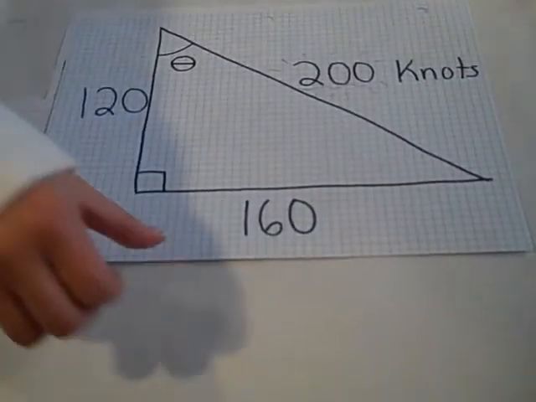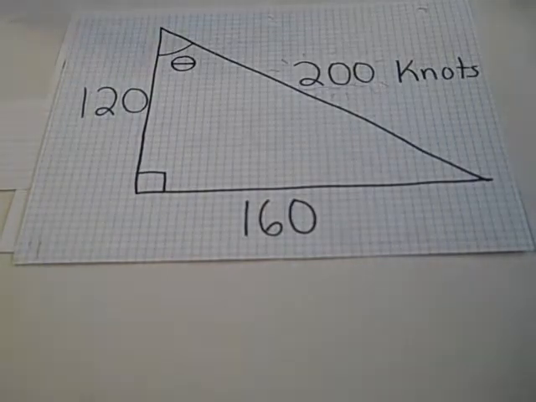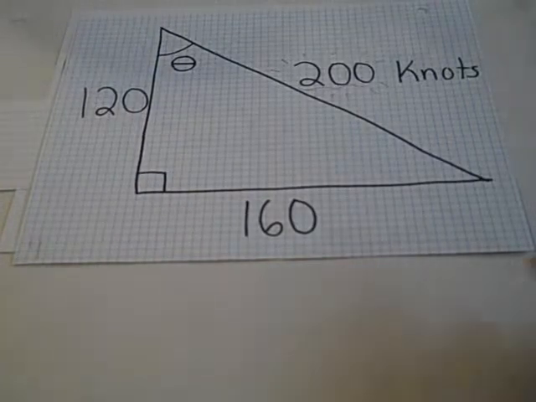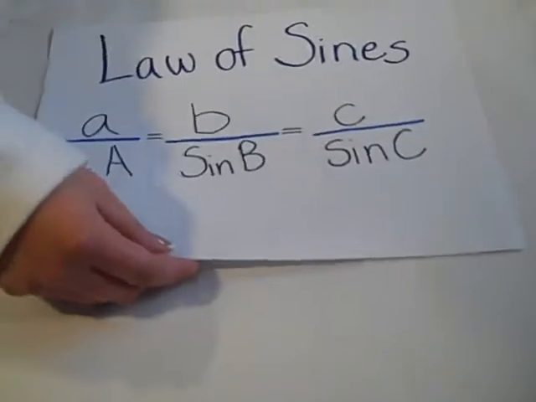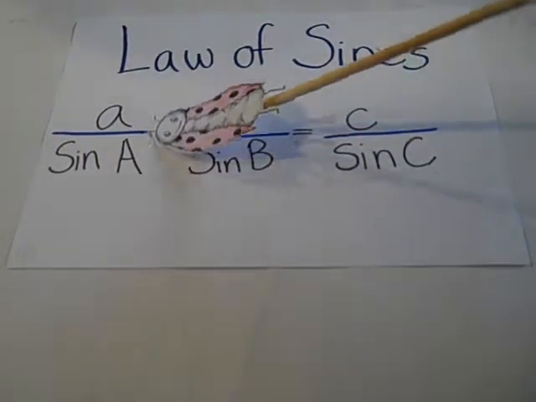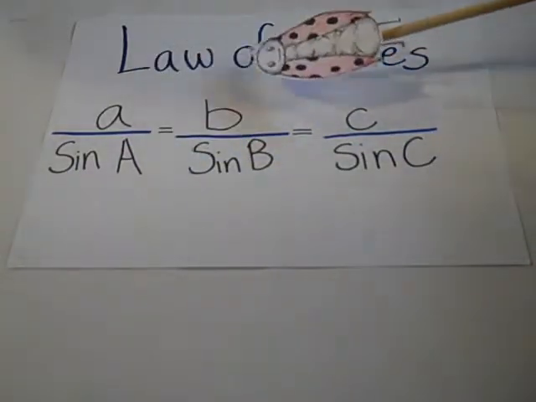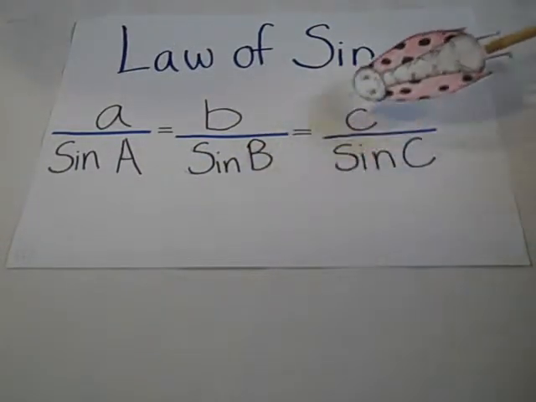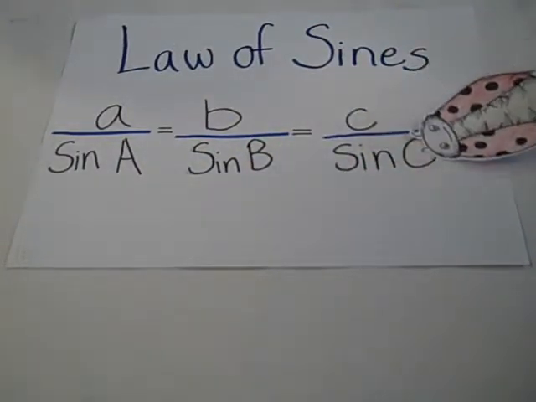Now, we need to find theta. Can you guess what formula we're going to use? Law of sines. The law of sines states the side length a divided by the sine of angle A equals side length b divided by the sine of angle B, which equals side length c divided by the sine of angle C.